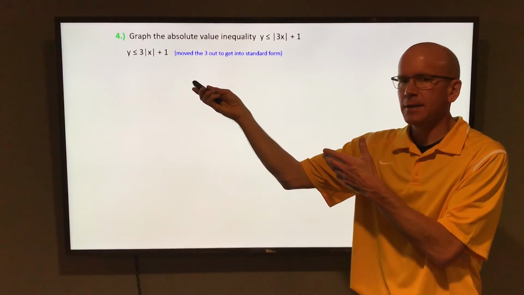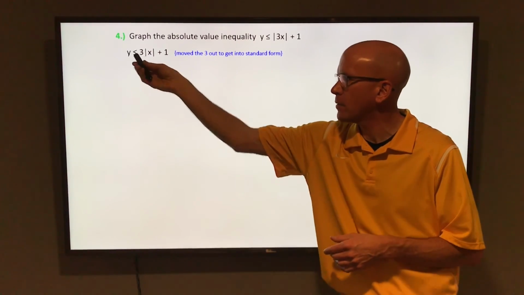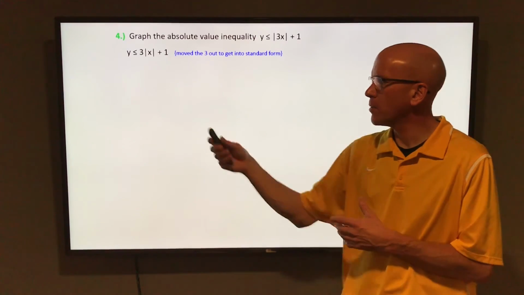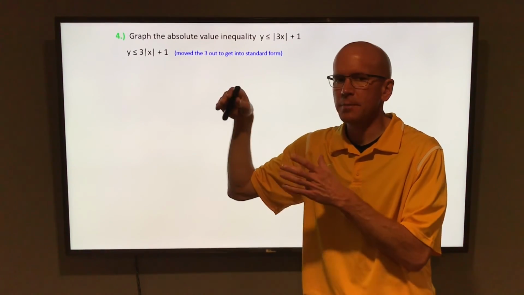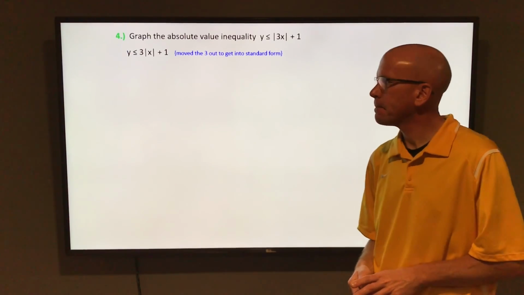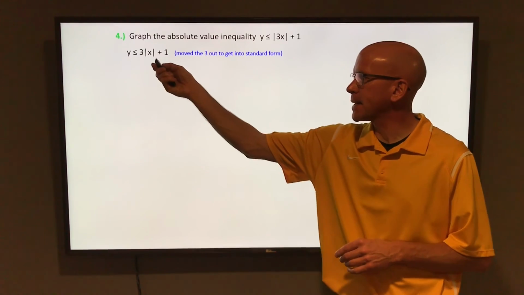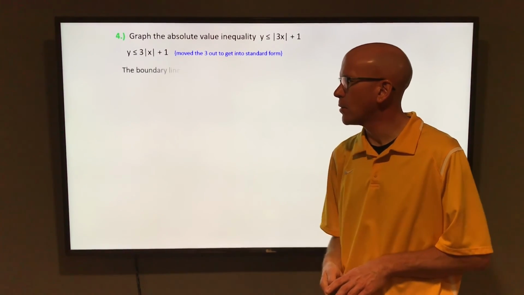And looking at the sign, you know this is going to be shaded below the boundary line because you have a less than or equal to sign. Also, you know the boundary line is going to be solid. So you know it's going to be a solid boundary and everything below it will be shaded. So just to graph that boundary, the vertex is going to have a location of 0, 1.